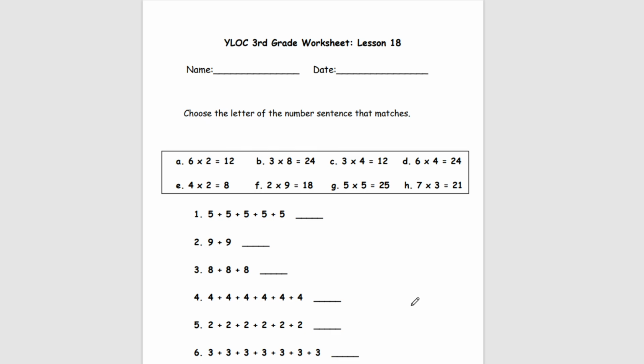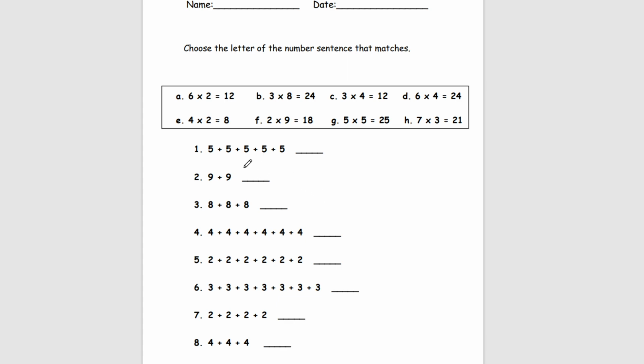So, looking at number one, here we have 5 plus 5 plus 5 plus 5 plus 5, which means it's plus 5, 5 times. That basically tells us that 5 is being multiplied by 5 because it's being added 5 times. So we look for our answer and we see G matches it, and we get 25. So we'll just put G for our answer for number one.